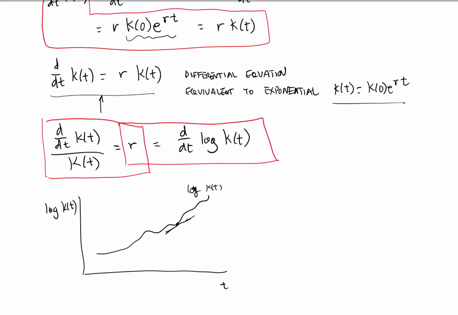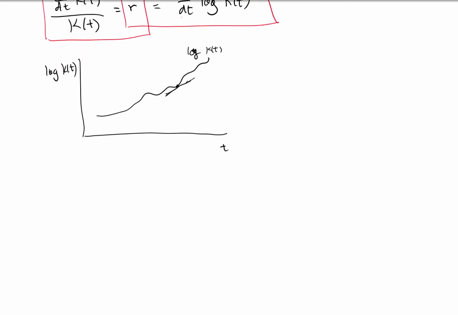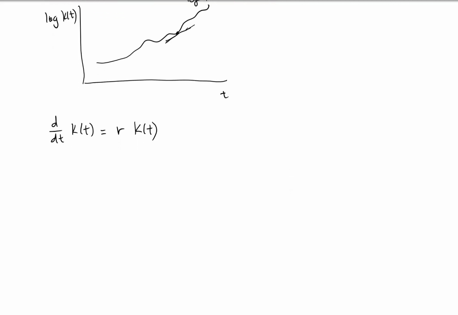Let me make one last final general comment. Let's write our differential equation model one more time. We're going to say it this way: d dt k of t equals r times k of t. This is our familiar exponential growth rate model. There is something which is very, very closely related to this. Let me write it one more time.